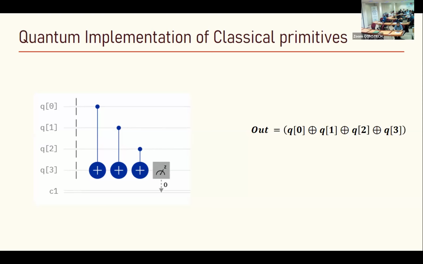So only one was an AND gate and the rest of the ones were XOR gates. Yes?